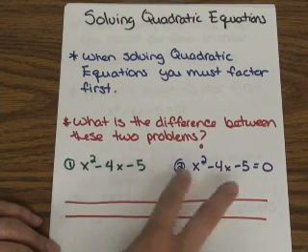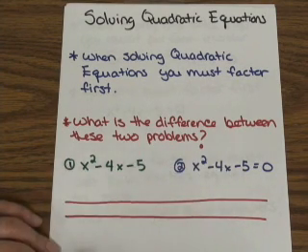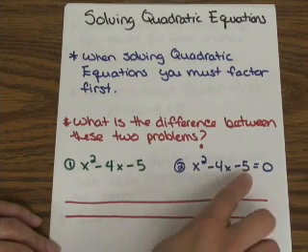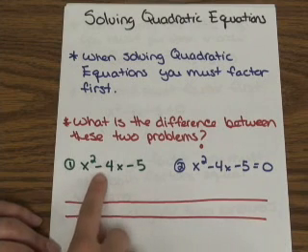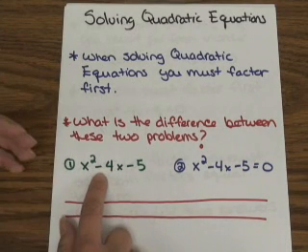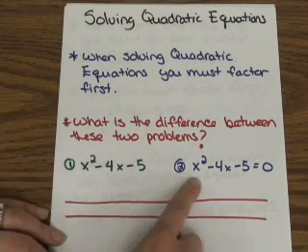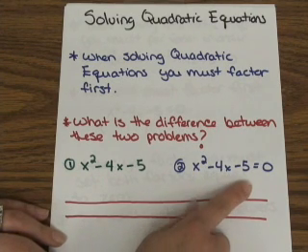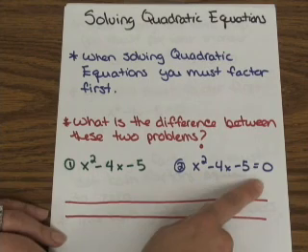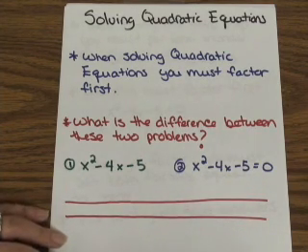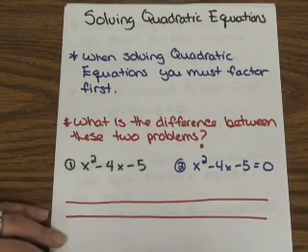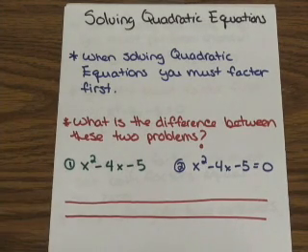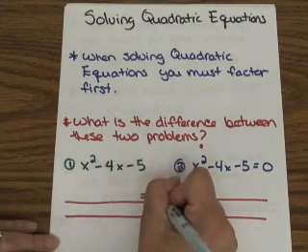As you can see, they're both the exact same polynomial. The only difference is this problem does not have an equal sign or a 0. This problem does. This is what we've been doing. What we're going to start doing is solving quadratic equations. And what makes this an equation is the equal sign. The funny thing about it is that in order to solve this, you still have to factor first. So the difference between these two problems is the equal sign.